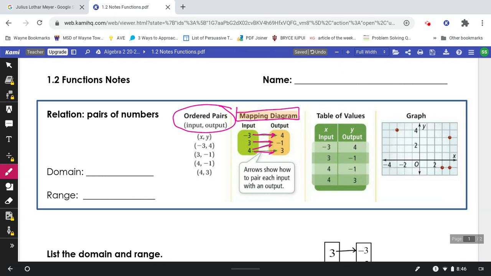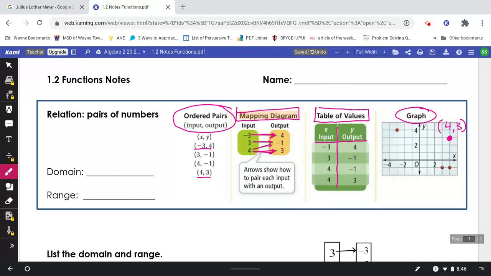So notice here how 4 would be paired with 3. This negative 3 is paired with 4. Same thing over here. 4 is paired with 3. Negative 3 is paired with 4. You also have a table of values. We're used to seeing those. And then lastly, you have a graph. So even though they don't have the numbers on here, you can see that this point right here is 4 over and 3 up. So you can pair them like that. So those are the 4 different ways that people can represent relations, pairs of numbers.